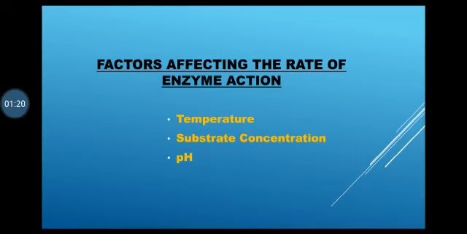There are different factors that can affect the rate of enzyme action. They may be inhibitors, cofactors, enzyme concentration, temperature, substrate concentration, and pH. But the most important factors that affect the rate of enzyme action are temperature, substrate concentration, and pH.